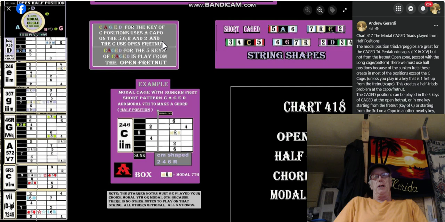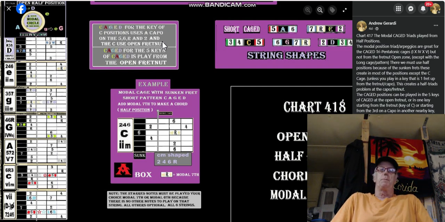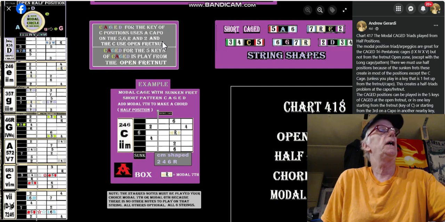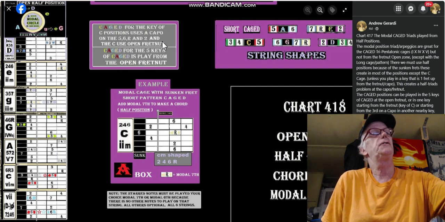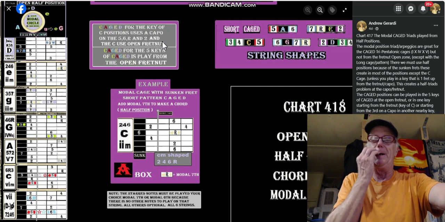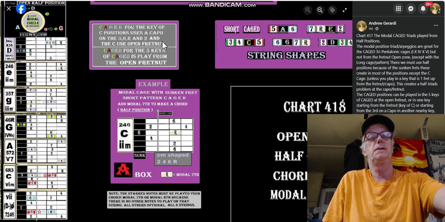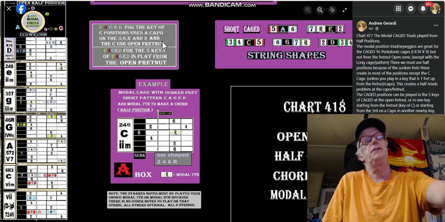Just commenting on how the cage positions are really inversions of a pentatonic scale, where in the C position you would have 3, 5, 6, root, 2, and in the A position you'd have 5, 6, root, 2, 3, and then in the G position you'd have 6, root, 2, 3, 4, and in the E position you have root, 2, 3, 4, 5, which is the pentatonic scale, and then in the D position 2, 3, 5, 6, root.